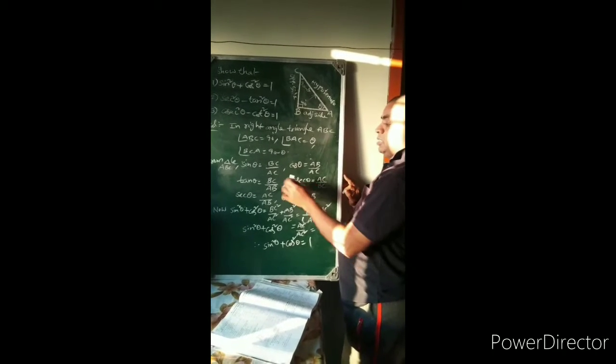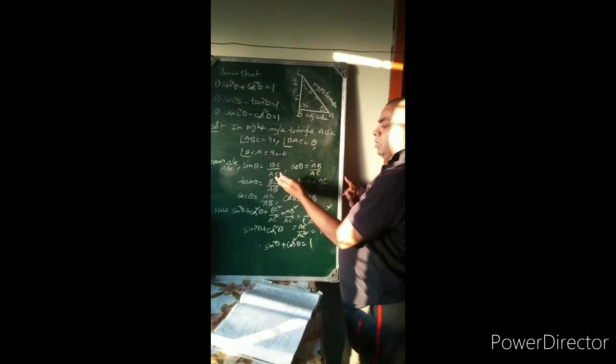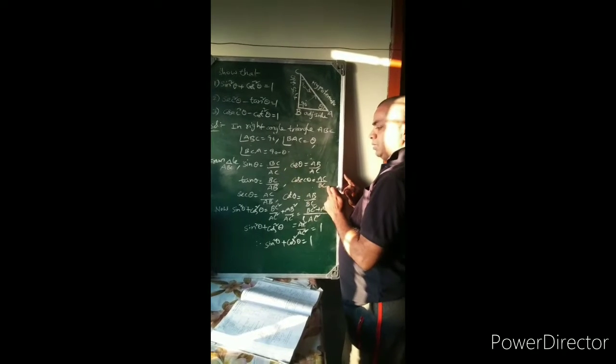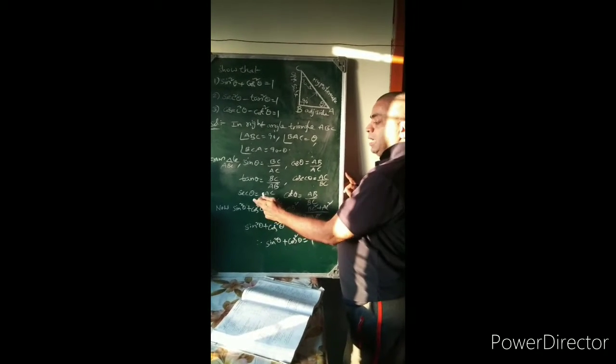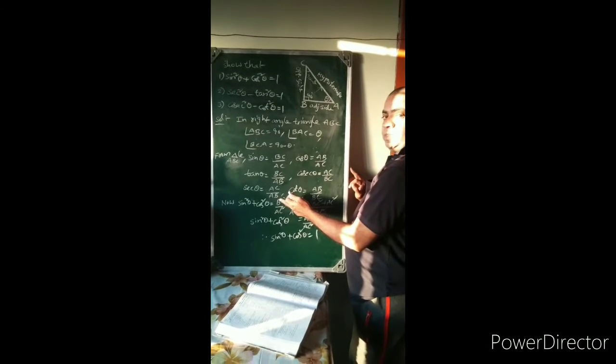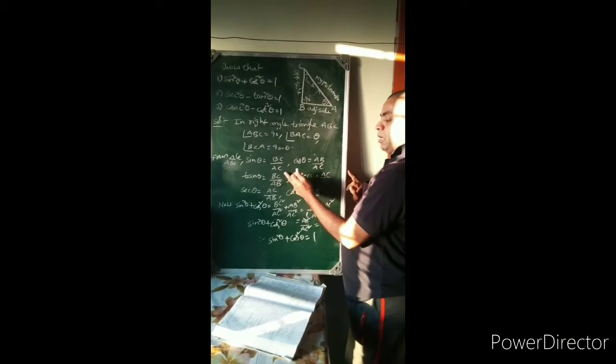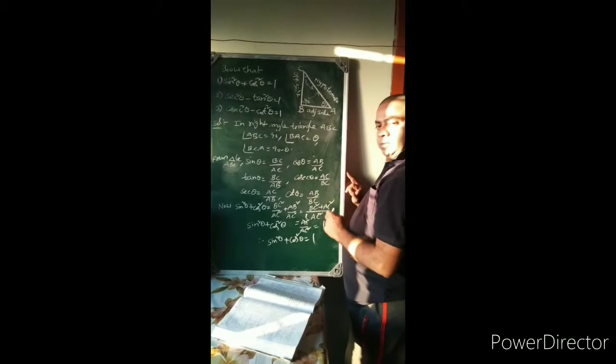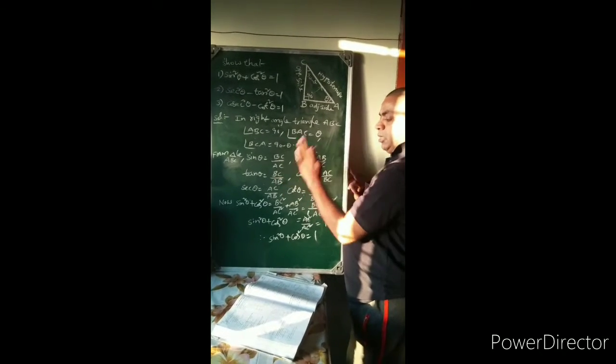Cosec theta is the reciprocal of sin theta, so the reciprocal is AC by BC. Sec theta is the reciprocal of cos theta, AC by AB you can write. Cot theta is the reciprocal of tan theta, AB by BC. So I have written all these ratios.